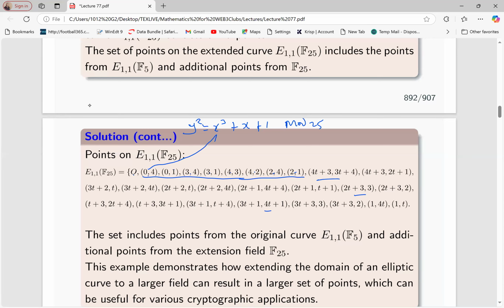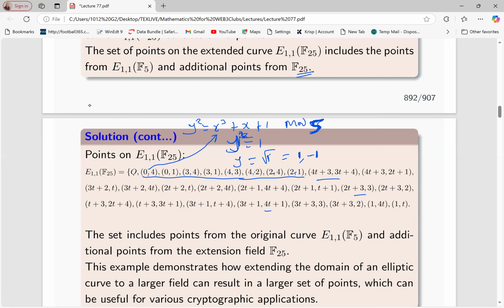For instance, when x is 0, you can show that y will be 4. Let's see. When x is 0, you would have y squared will be 1. So y will be the square root of that, and we are doing it mod, so this will be 1 or -1. It's supposed to be mod. We just do it mod 5, not the new mod.